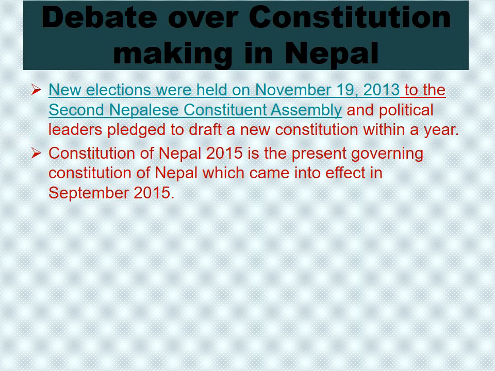New elections were held on November 19, 2013 to the second Nepalese Constituent Assembly, and political leaders pledged to draft a new constitution within a year. The Constitution of Nepal 2015 is the present governing constitution of Nepal, which came into effect in September 2015. This government has stripped the king of almost all powers, and now all the parties are trying to decide the manner in which the country should be governed.